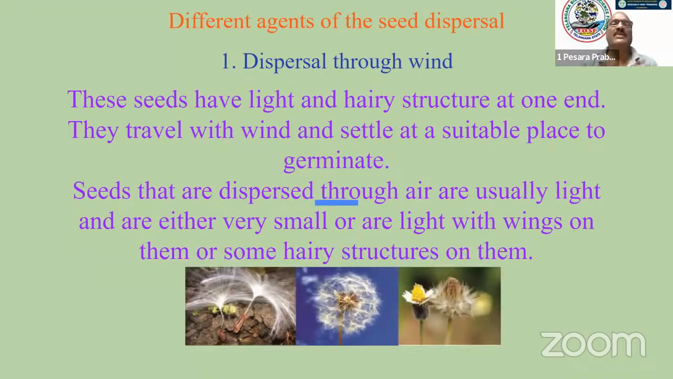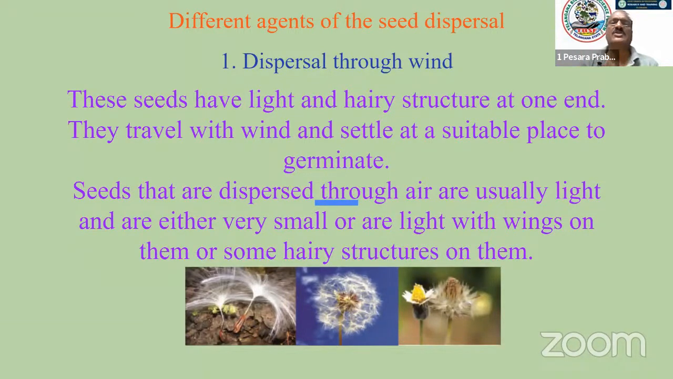Okay. Different agents of the seed dispersal. Just now we discussed that different plants follow different mechanisms for their seed dispersal. See here, for the first variety, dispersal through wind. These seeds have a light and hairy structure at one end. They travel with the wind and settle at a suitable place to germinate.